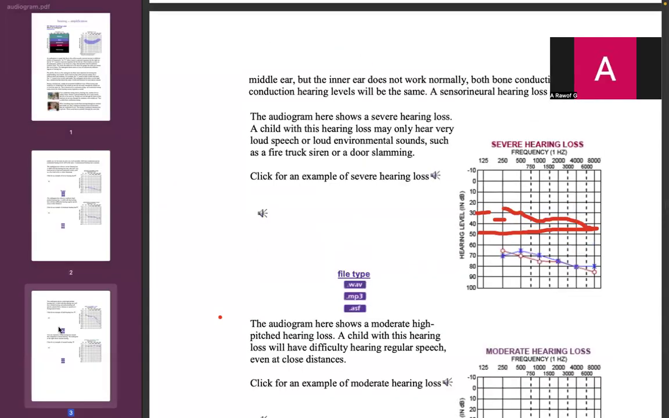Between 70 to 90 is severe hearing loss. So here we see that it is between 65 to more than 85. 65 to 85 is severe hearing loss. So the audiogram here shows severe hearing loss. A child with this hearing loss may only hear very loud speech or loud environmental sounds such as a fire truck siren or a door slamming. Click here for an example of severe hearing loss.